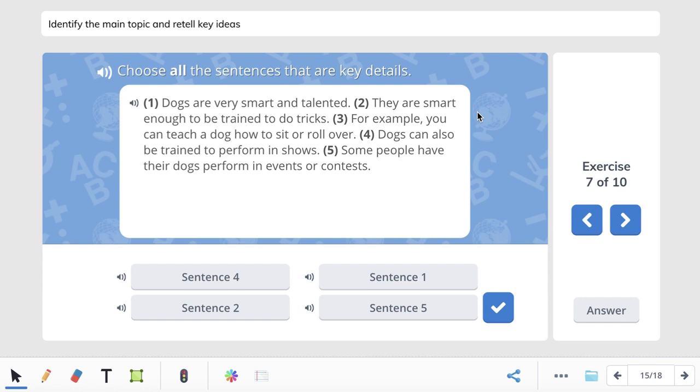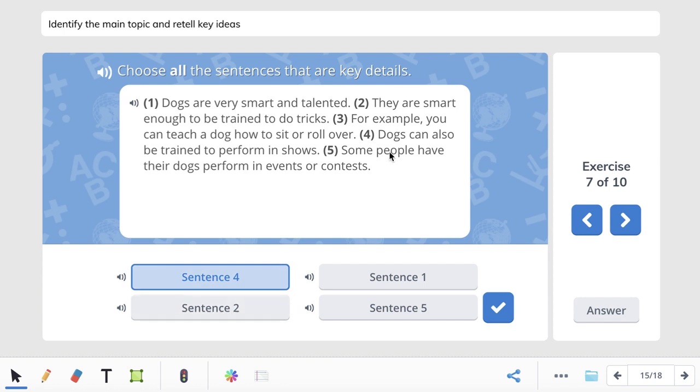So the first sentence, dogs are very smart and talented, is not going to be a key detail because that's giving us the main idea. Okay? So let's see. We have sentence 4. It says, dogs can also be trained to perform in shows. Well, that is a key detail because it's telling us a way that they are talented. They're going to perform in shows. So that gives us a detail.